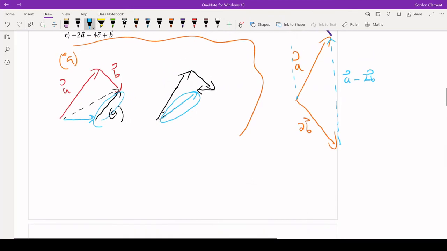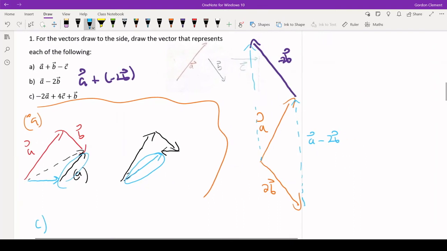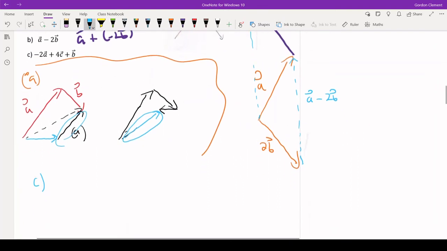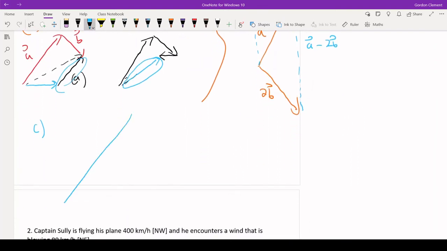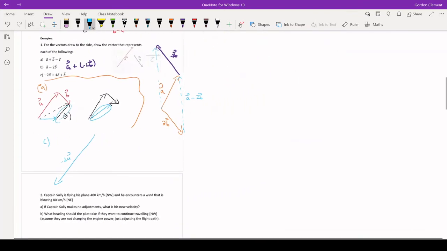Oh, C looks fun. Okay. Negative 2A. So I'm going to draw something twice as long as A in the complete opposite direction. So we'll say that that's that. Then we're going to add 4C. So C is going off to the right. And we're adding, so we're drawing head to tail, off to the right. We'll say 1, 2, 3. We'll say that's 4C as best we can.